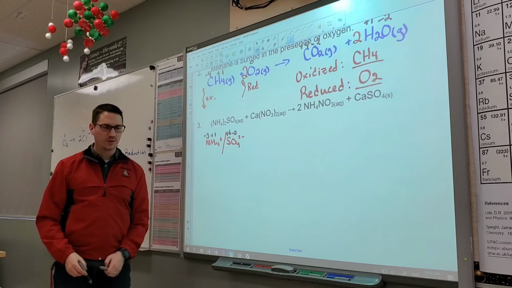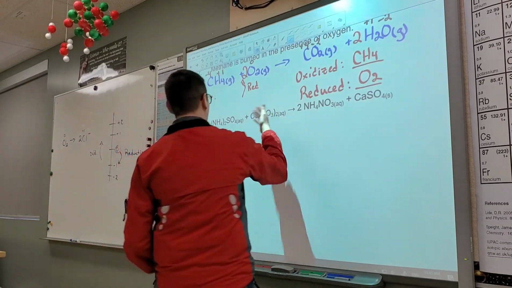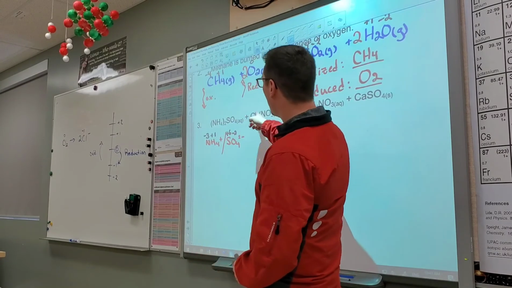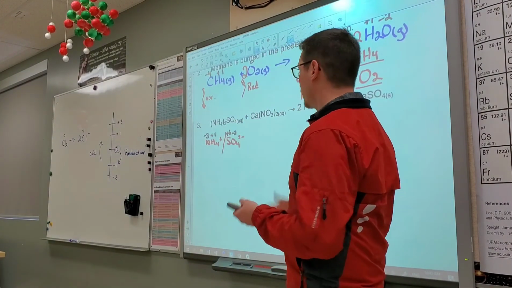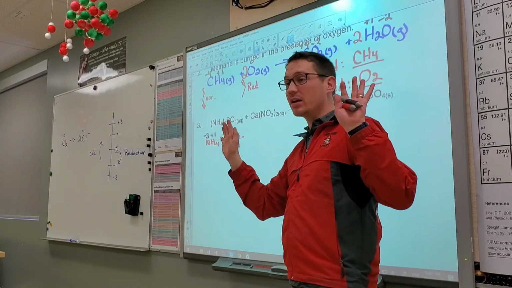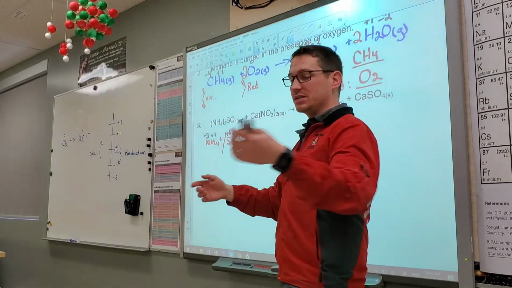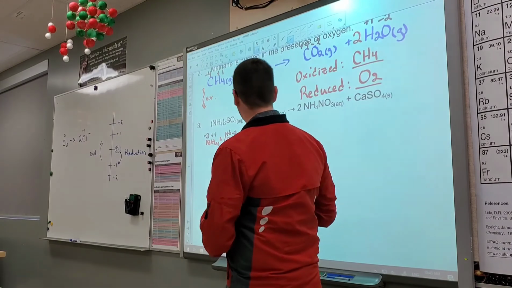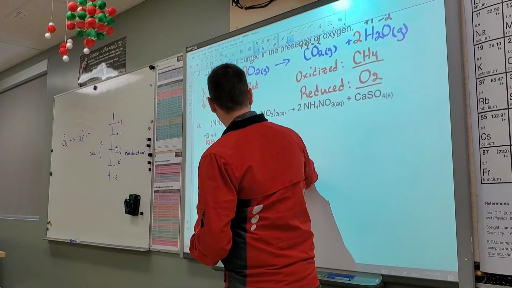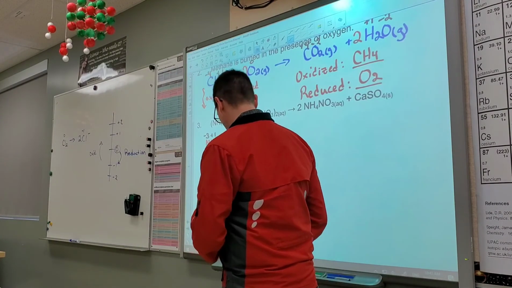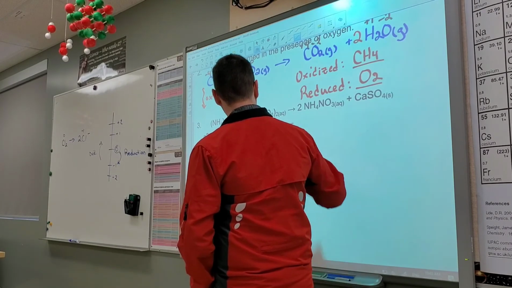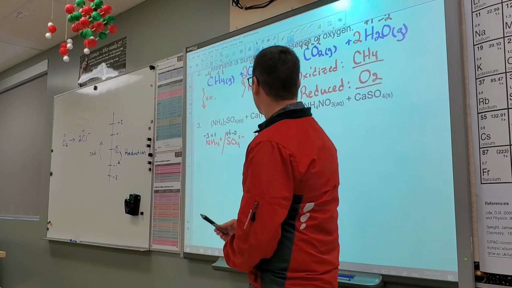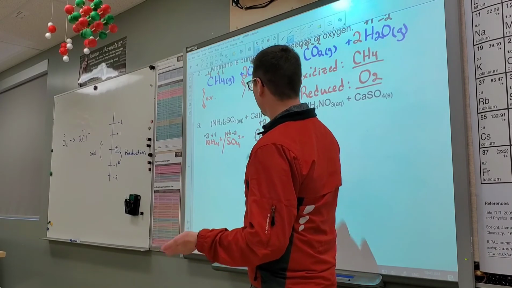+6. Okay. Now let's do calcium nitrate. What are the 2 ions in calcium nitrate? Calcium and nitrate. Because this is ionic, let's deal with the ions separately. So we've got calcium, which is 2+. And we've got nitrate, which is 1-. So obviously this is +2.